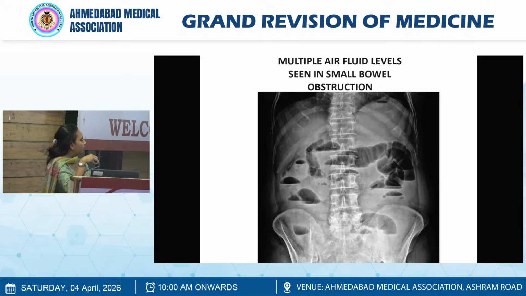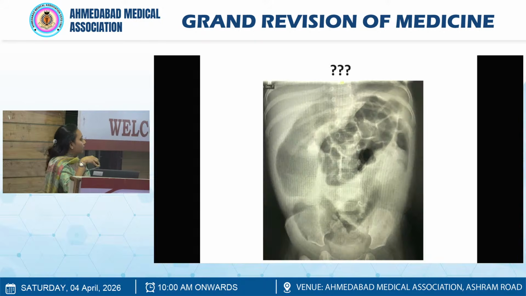Then this. Can you see multiple air fluid levels? Even in the chest X-rays, you can see it if a cut of the abdomen is taken. Okay, so these are also all surgical emergencies. I guess in the crash course of surgery, it might be covered. What is this? Excessive gaseous abdomen.